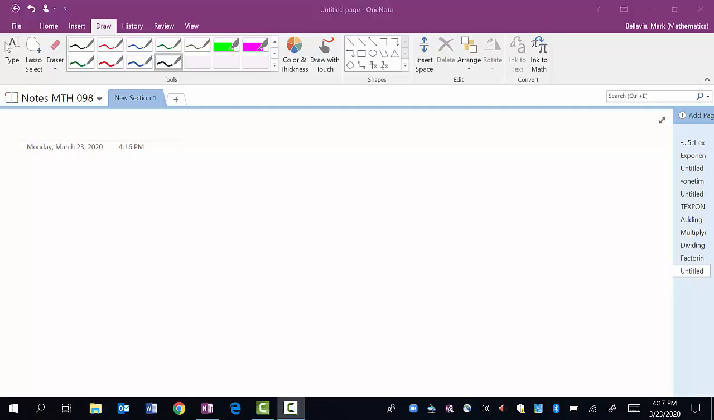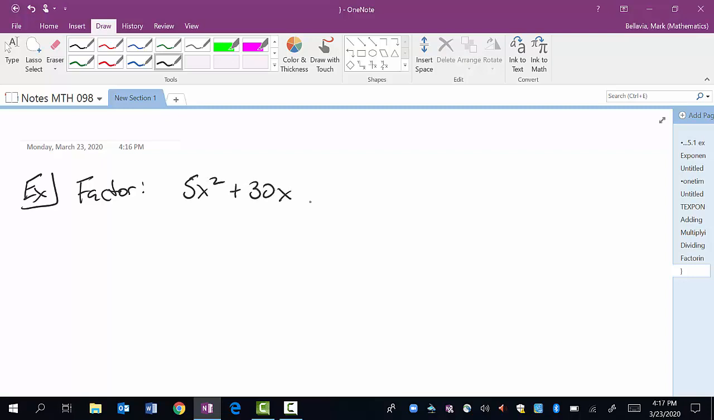Alright, we're just going to take a look at a few more examples here. So, if I said to factor, and I gave you 5x squared plus 30x minus 3x minus 18.